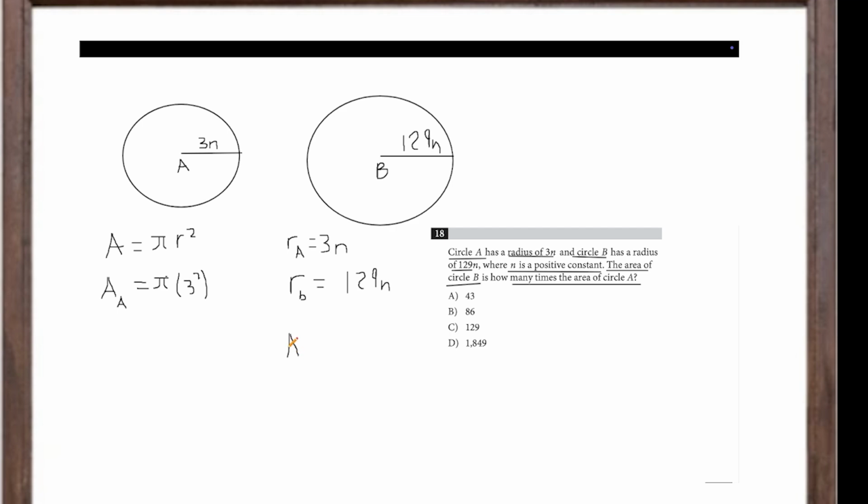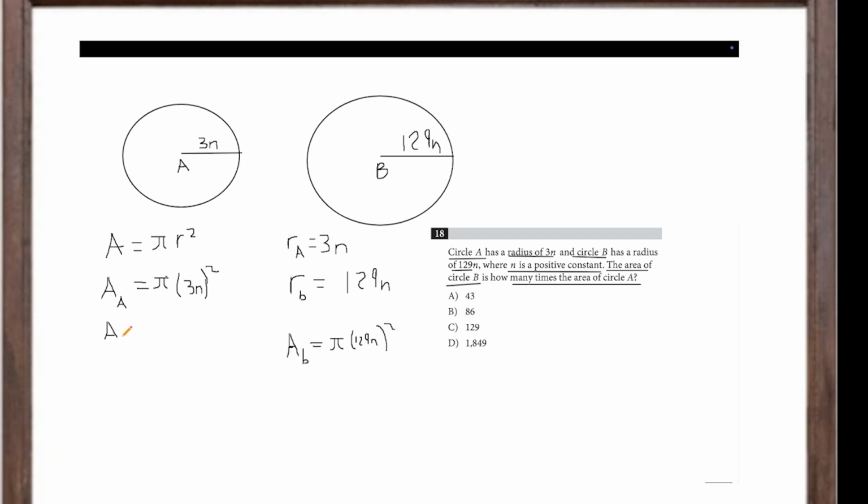We're gonna draw our equation for area B. So we're gonna have area B is equal to pi times 129n squared. Yeah, I forgot to put the n from my previous equation. So you're gonna have 129n squared.